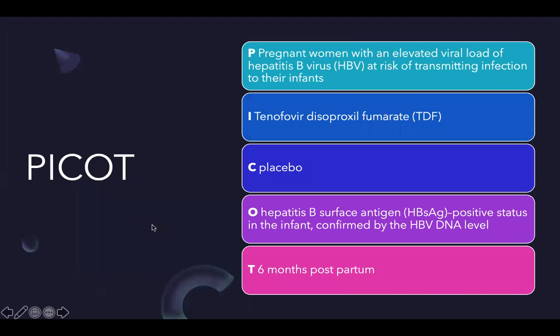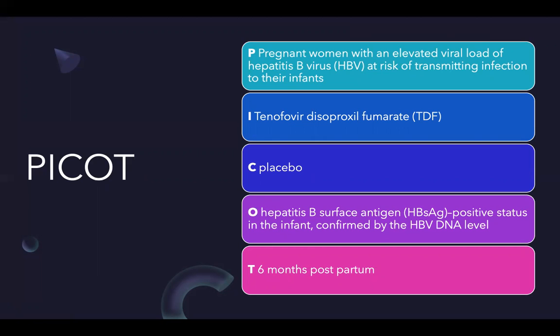So the first thing that we should do when looking at a paper is try to analyze the PICO, try to bring it forward so we can understand a little bit more about the variables. The participants in this study were pregnant women with an elevated viral load of hepatitis B virus, at risk of transmitting infection to their infant.